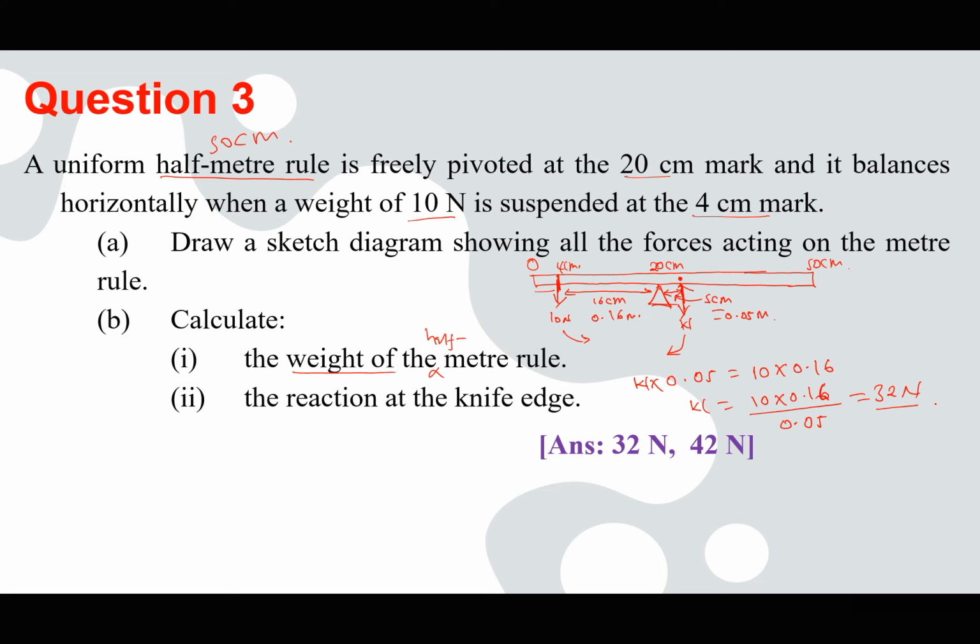And then the reaction at the knife edge. Of course, the total forces downwards should be equal to the total force upwards. So if the reaction is acting at the knife edge upwards, R is going to be the weight W plus 10, which will be 32 plus 10, which gives you 42 newtons.